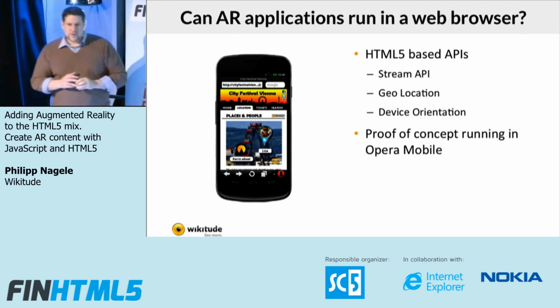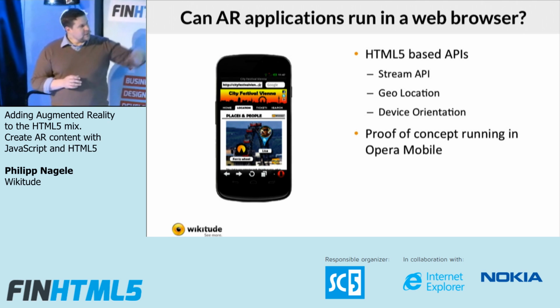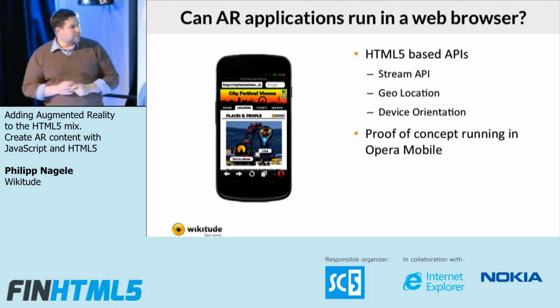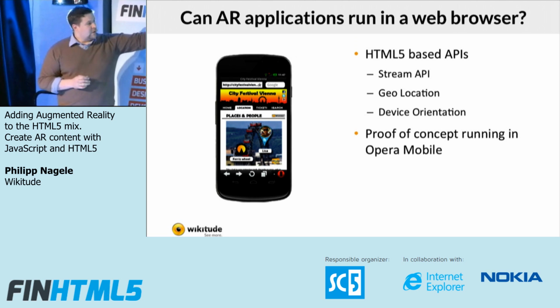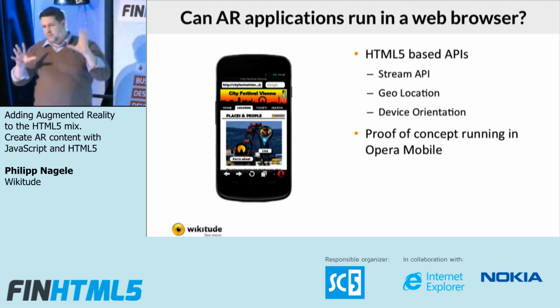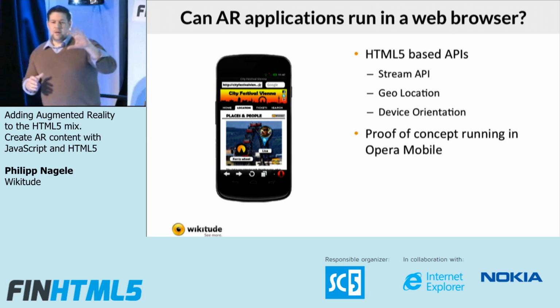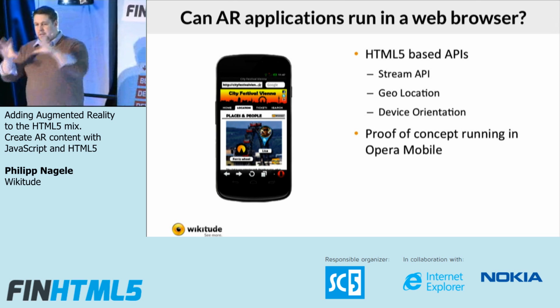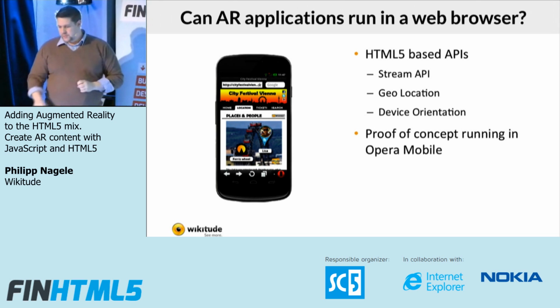We've been doing a proof of concept with Opera on that. And this is a screenshot from a standard web page on the Opera mobile browser, which includes a window. We call it AR window, which is running the live image of the camera. And if you're turning and twisting, you will see the content changing according to your position.